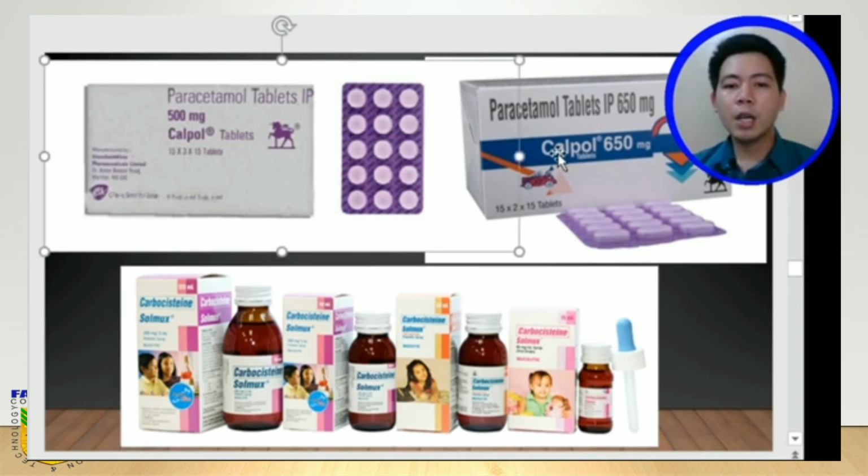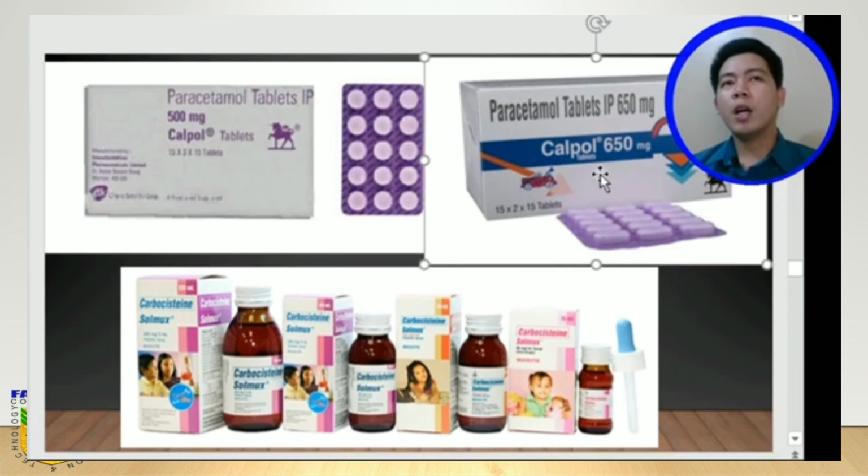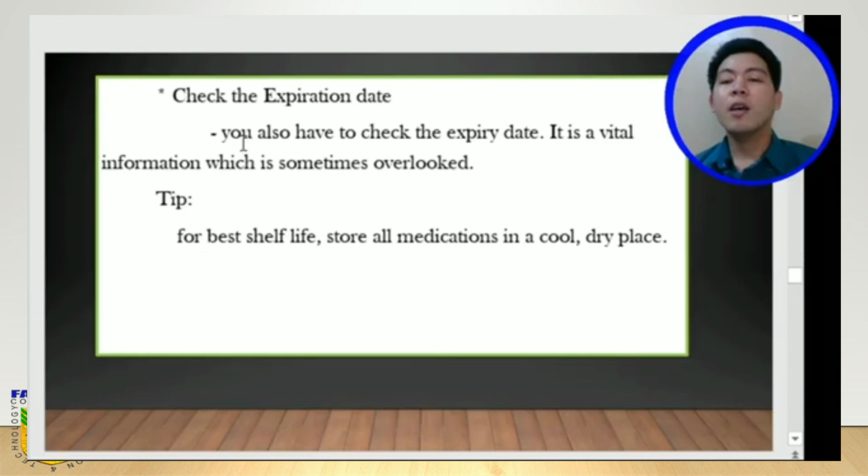Okay po, so dapat malinaw. Kaya bibigay mo dapat yung reseta sa doktor. Also, class, may pagkakataon na bibili ka ng gamot, hindi na kailangan ng reseta. Ibig sabihin nun, walang nakalagay na RX. Pero kapag may nakalagay na RX yung gamot na yun, ibig sabihin, kailangan nun ng reseta. And RX stands for medical prescription. Also, check the expiration date. So, it is vital information which is sometimes overlooked. Okay? So, ang tip dyan, for best shelf life, is store all medications in a cool, dry place.